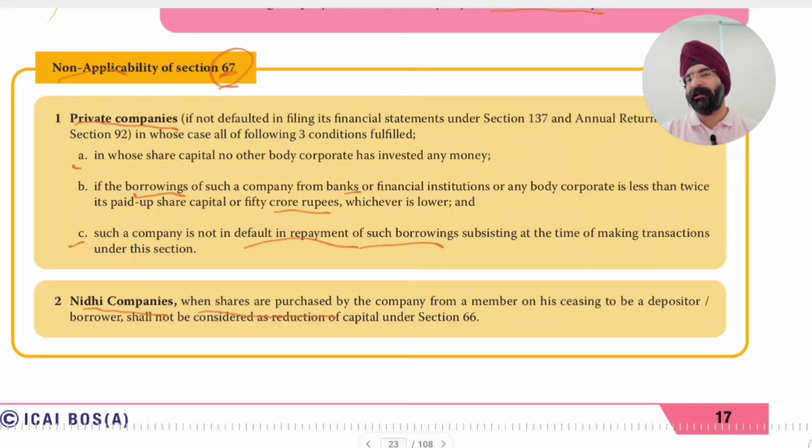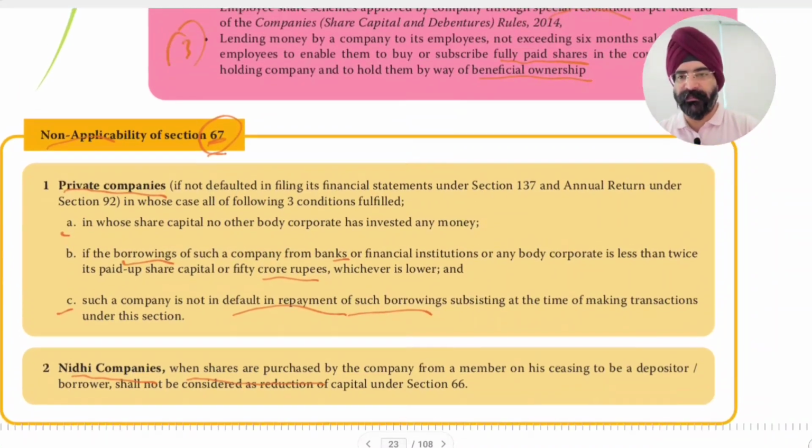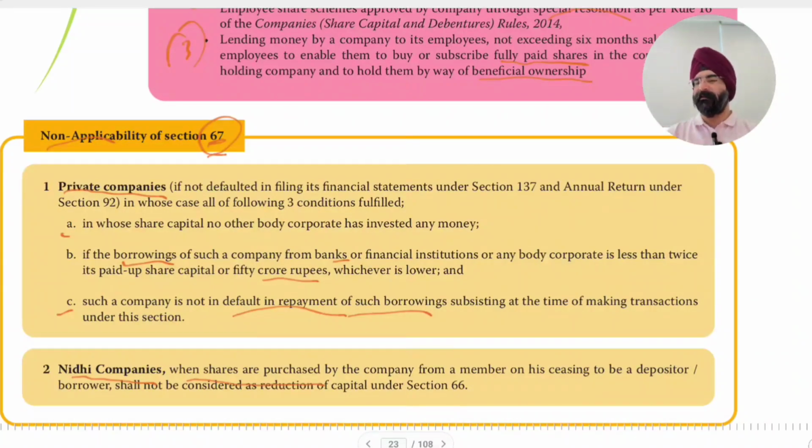In case of a private company, borrowings must be not more than twice or 50 crores, whichever is lower, and there is no default in borrowings. Plus, there are no body corporates among the shareholders of the company. So then, private companies and Nidhi companies are exempt, and usually section 67 is for public companies.